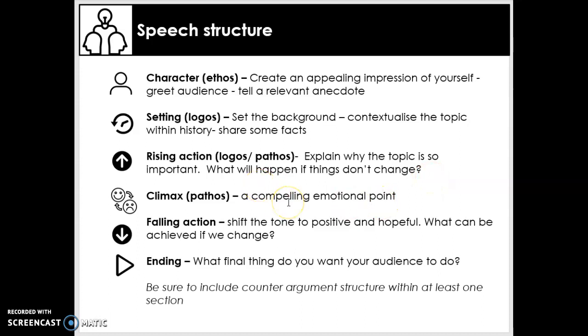The climax, then, the pathos. I suggest this bit is maybe just one sentence, that this section is incredibly short, where you have a really compelling emotional point.